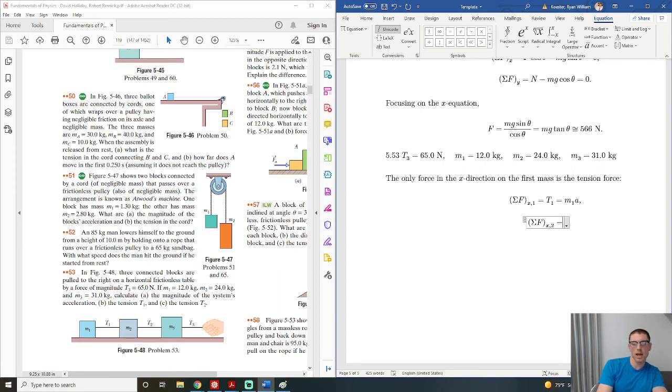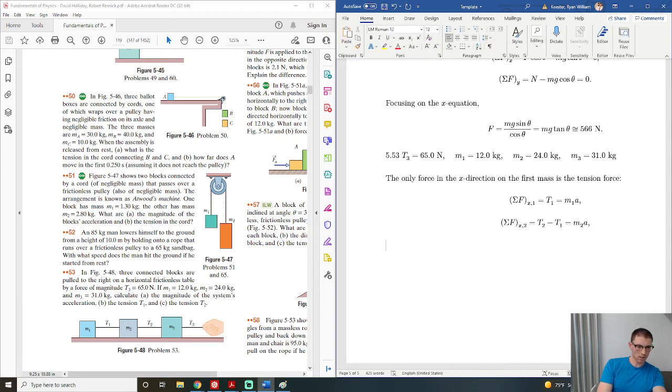Because now we have T2 pulling on this to the right, but we have T1 pulling on it to the left. But this is still going to have this ma term over here, just from Newton's second law. And as we were just discussing, these accelerations are the same, right? So that's that. Is it all making sense so far?